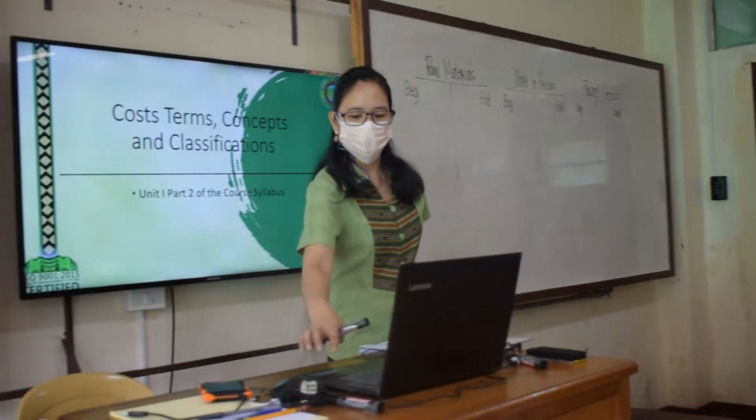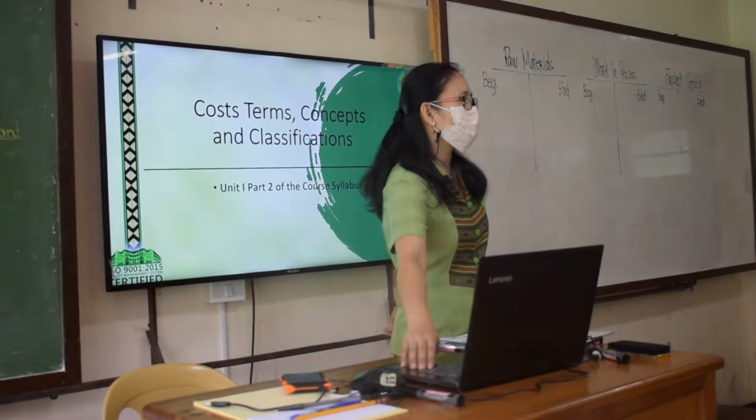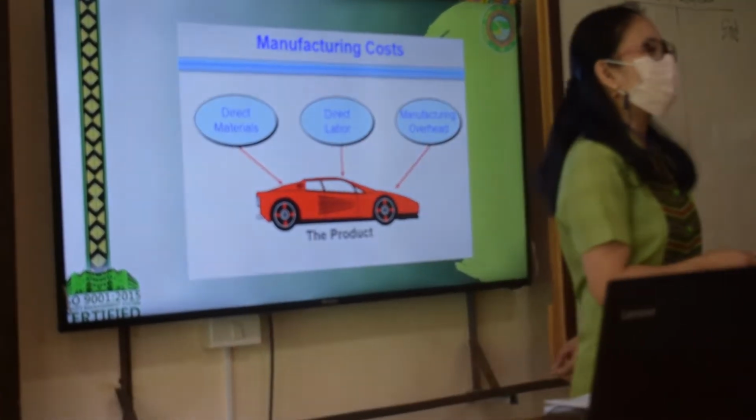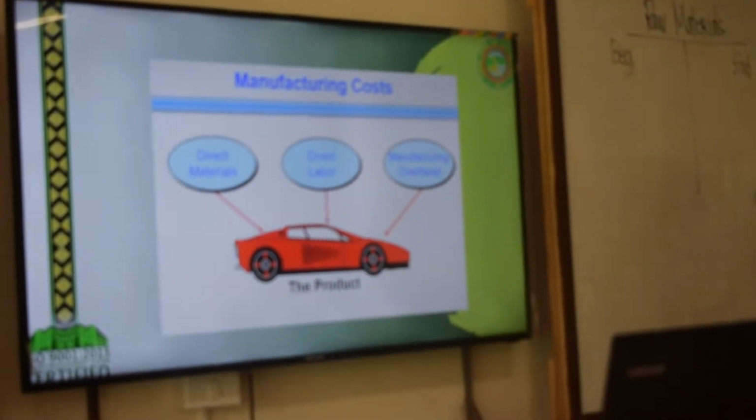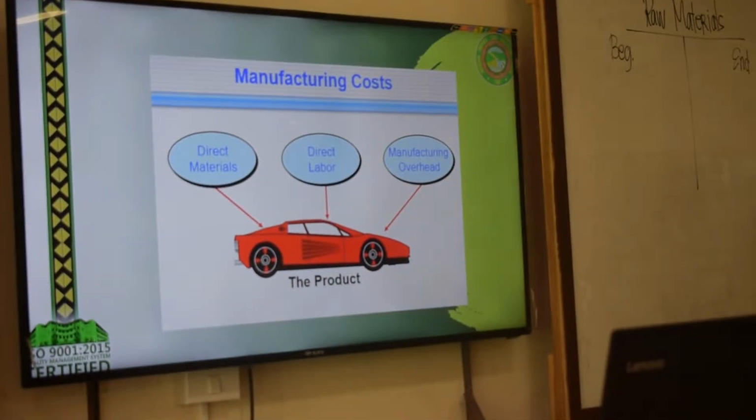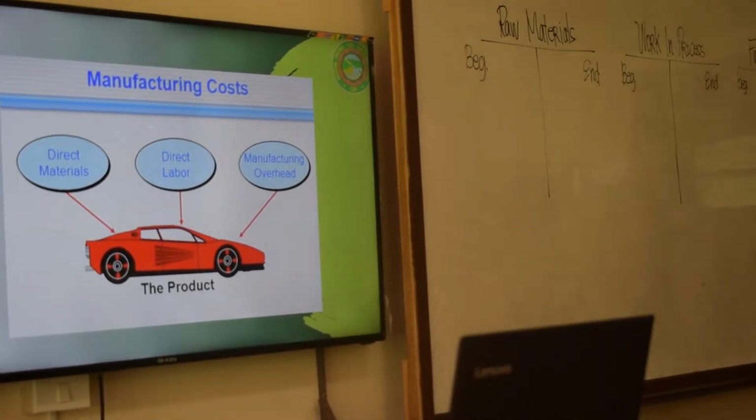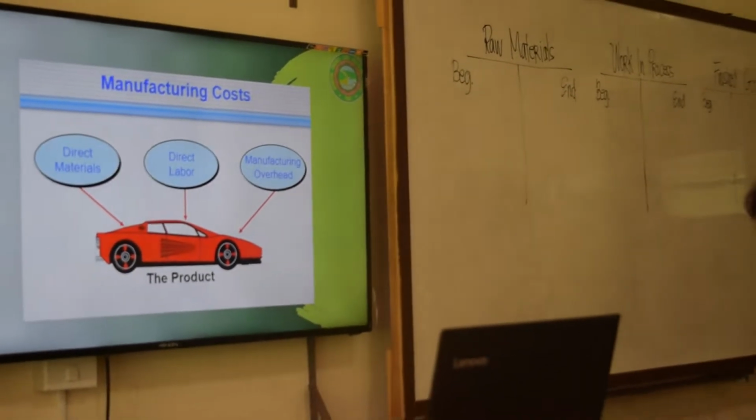Right now, the first cost that we will be encountering is the manufacturing costs. I believe that you know this. When we talk about manufacturing costs, it always involves direct materials, direct labor, and manufacturing overhead.